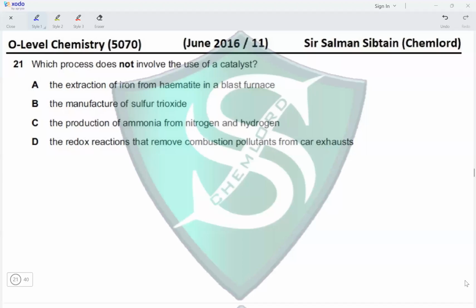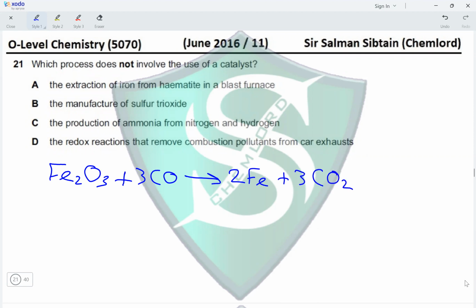Hi guys, this is O-Level Chemistry, paper 11, June 2016, question 21. Which process does not involve the use of a catalyst? The extraction of iron from hematite in a blast furnace? Yes, this is the reaction in which Fe2O3 is reduced in the presence of carbon monoxide, producing iron metal and forming carbon dioxide. There is no catalyst involved.